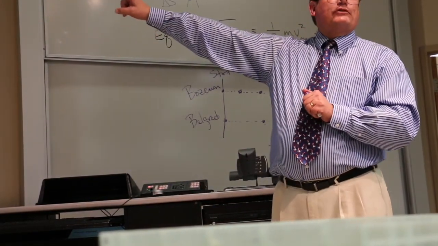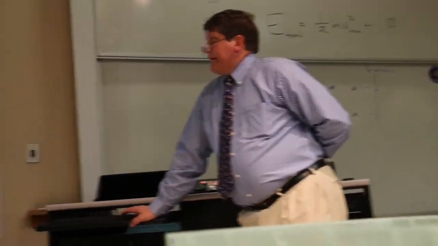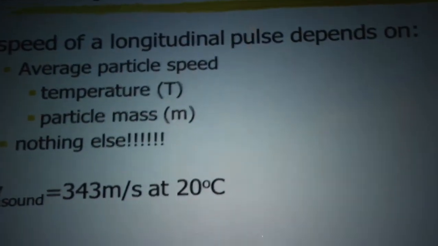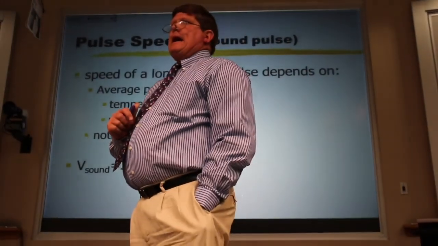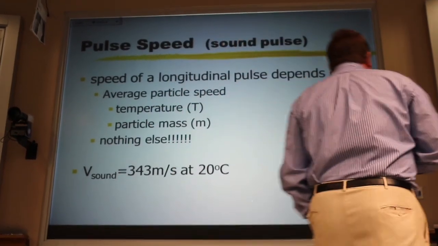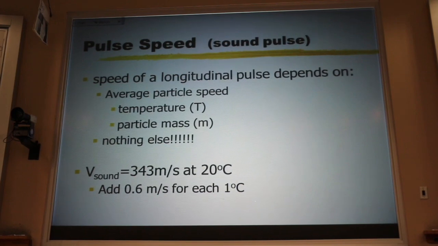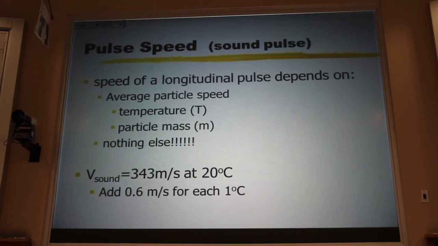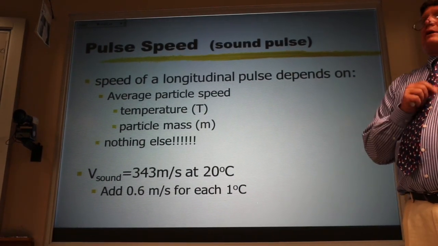And we find that that's dependent on the temperature and the mass. Now, in air, mostly nitrogen, sound travels at 343 meters per second at room temperature, which is about 20 degrees Celsius. And we find that as the room heats up, it goes a little faster: 0.6 meters per second for each 1 degree Celsius that we heat up the room. And if we cool down the room, it goes a little slower.